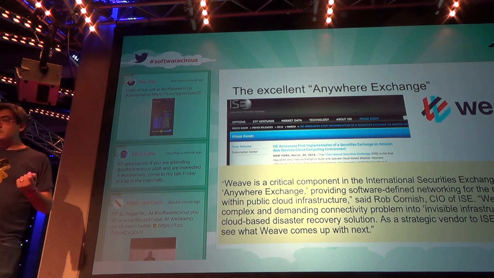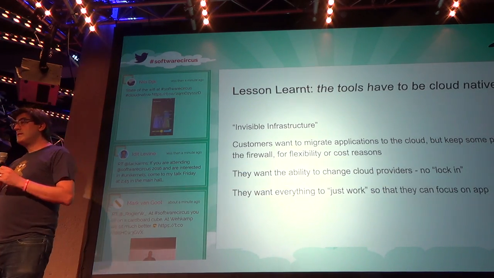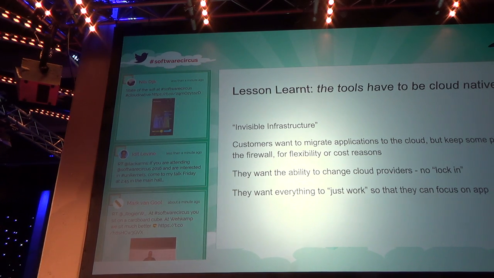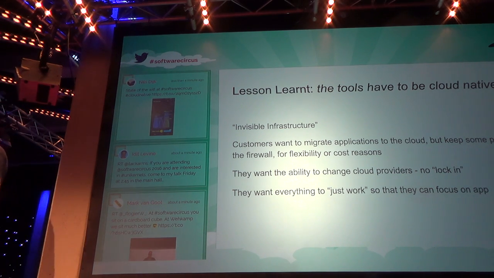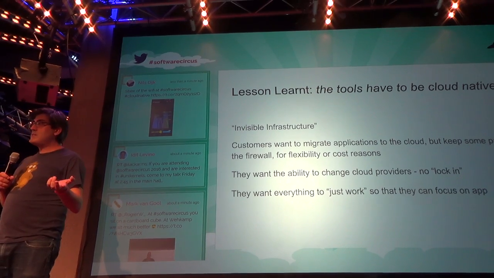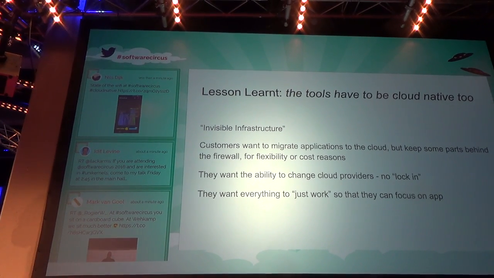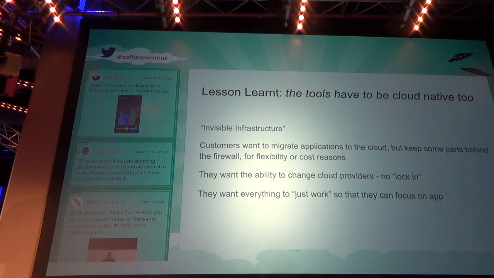The thing that they like is what they call invisible infrastructure, the idea that they can focus on their application, not on tools. So that's a really important lesson, and we'll have a few more of these lesson slides. Invisible infrastructure. Customers want to migrate apps into the cloud, keep some behind the firewall. They want to change cloud providers. They don't want to be locked into Amazon. They want to move back into their data center, maybe move on to Google. And they want everything to just work so they can focus on their app. So the question is, how can we enable that? And it's not a one company thing. This is an ecosystem-wide, community-wide thing that everybody is involved with. Because ultimately, lots and lots of applications that people in this room and your friends will build will have these kinds of requirements in the future.